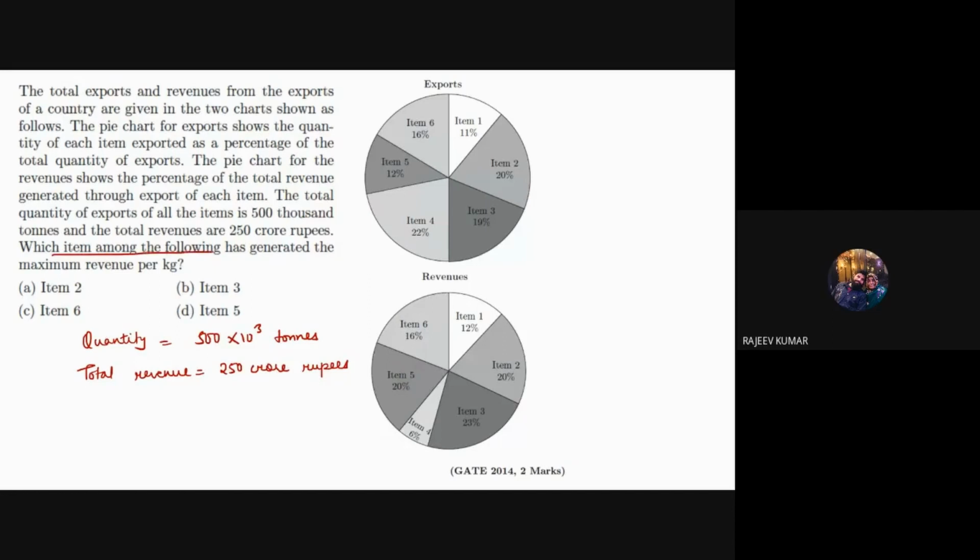Which item among the following has generated the maximum revenue per kg? ठीक है, तो आपको यहाँ पर जो रेवेन्यू निकालना पड़ेगा, that should be per kg, in terms of per kg. अब हमें यहाँ पर रेवेन्यूज इन टर्म्स ऑफ परसेंटेज दिए हुए हैं, ठीक है. Total revenue is 250 crore rupees and out of this percentage is given over here. तो हमें चार चीजों के लिए निकालना है. Let's go one by one.